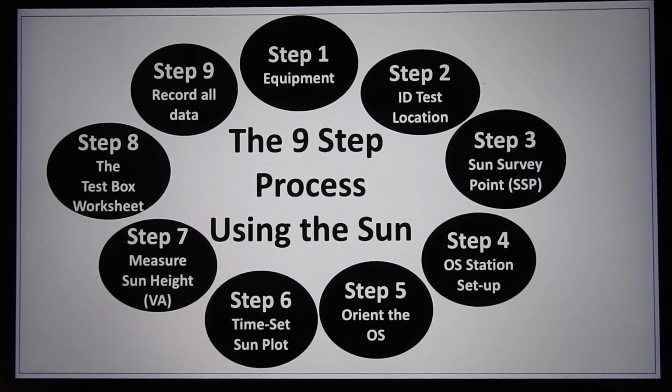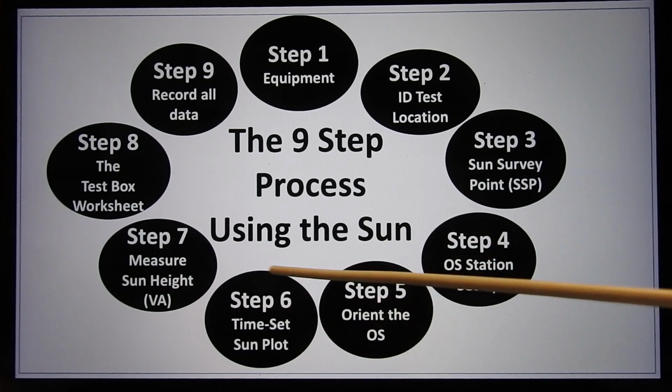Step 4, the OS station setup. We're going to show you actually how to set up the orienting station, what that entails. Step 5, orient the orienting station, OS being the orienting station. You orient it basically using a compass in a direction to the sun. Again, our first reading is going to be a westerly reading, and then the second reading is going to be an easterly reading the following day.